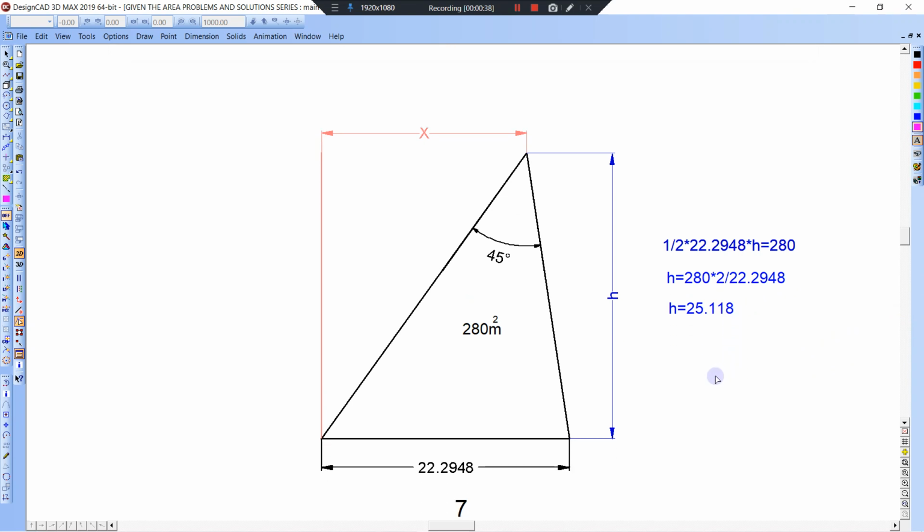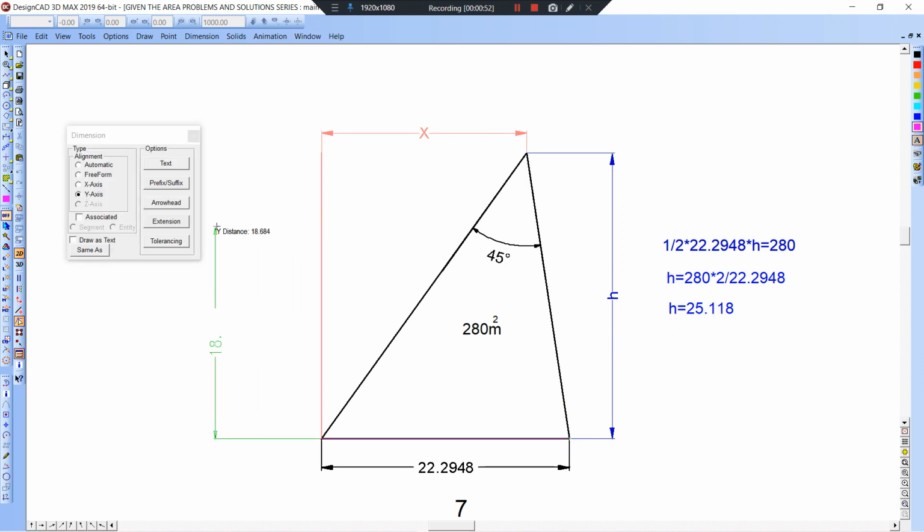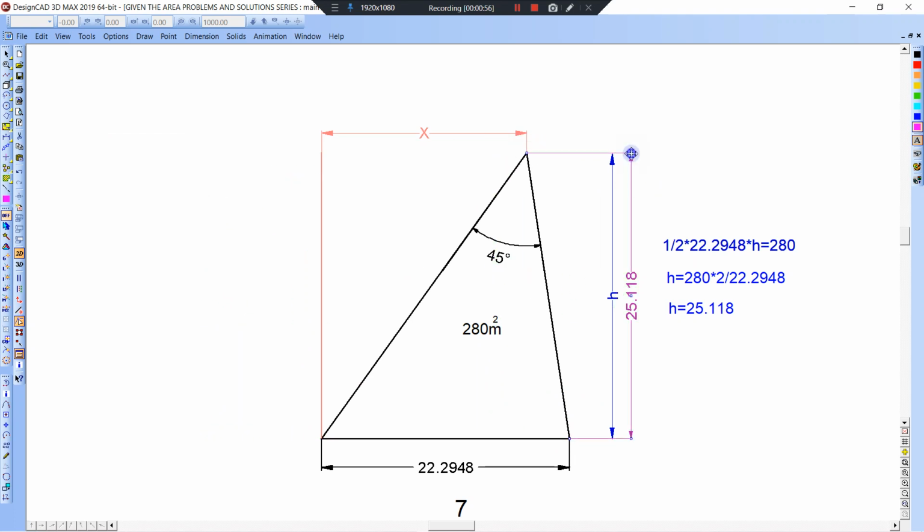So the first step is we're going to solve for the height. Done that a few times, pretty simple. 1/2 the base times the height, solve for the height. End up with 25.118. All right. And then I want to copy this.